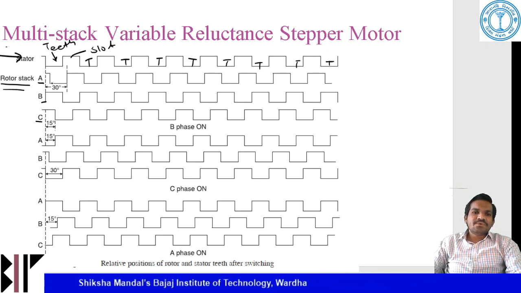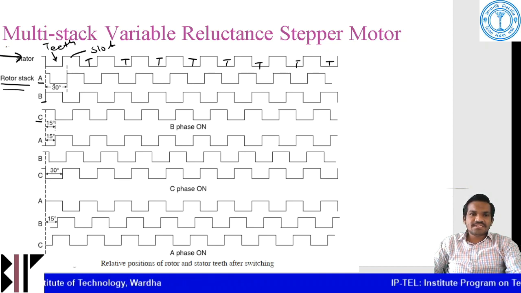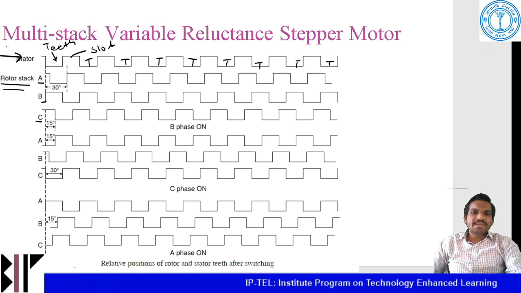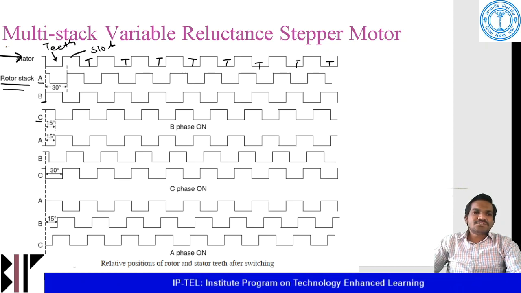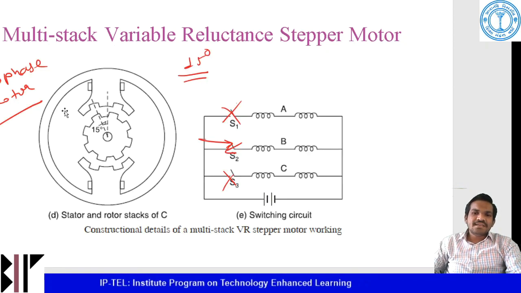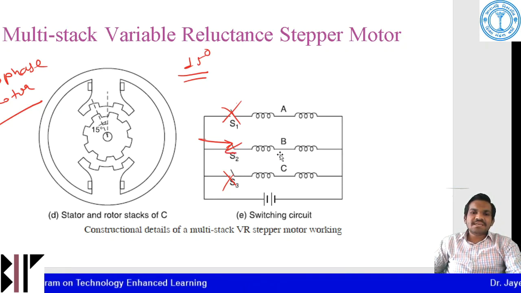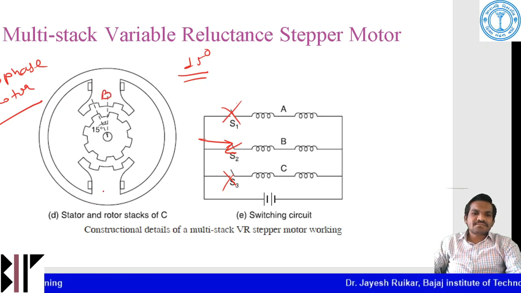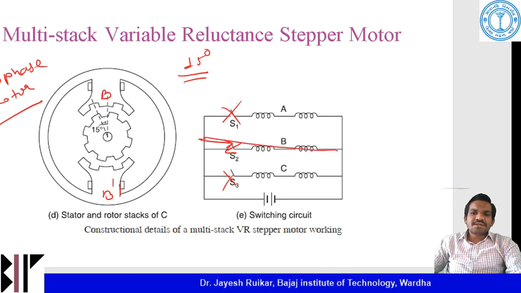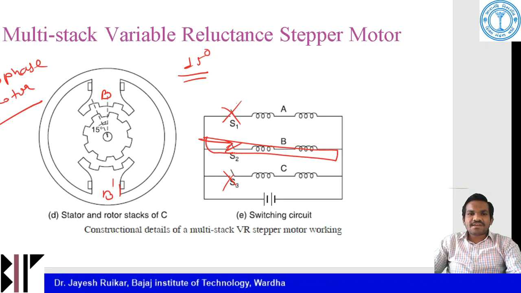When I talk about this displacement, these are the teeth which are displaced. So in the initial condition, S2 is closed, as I said here. So your B phase winding is energized, B and B dash. Here one is called B and one is called B dash, and both are energized. So there will be a flow of magnetic flux.